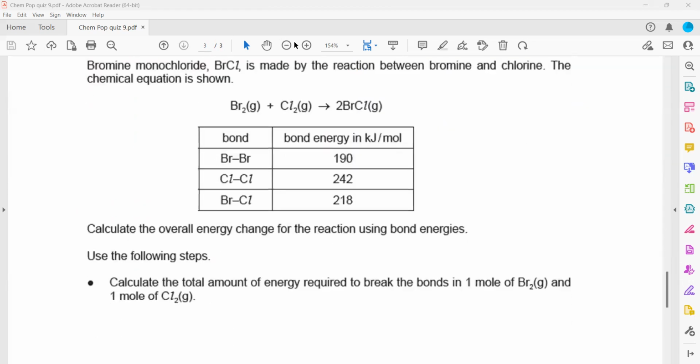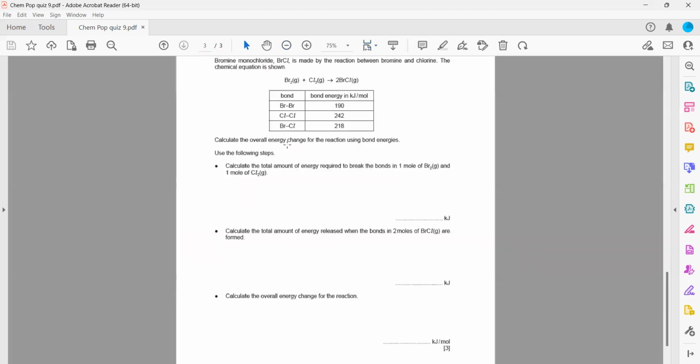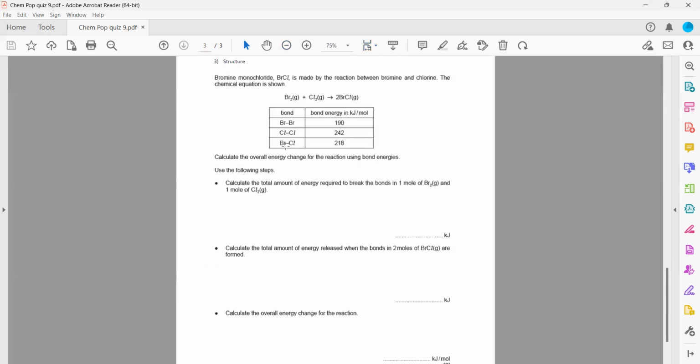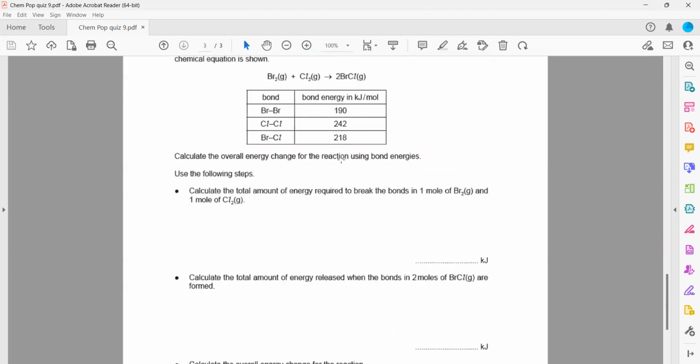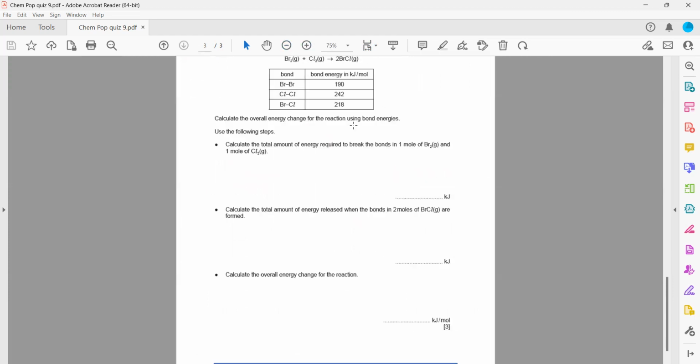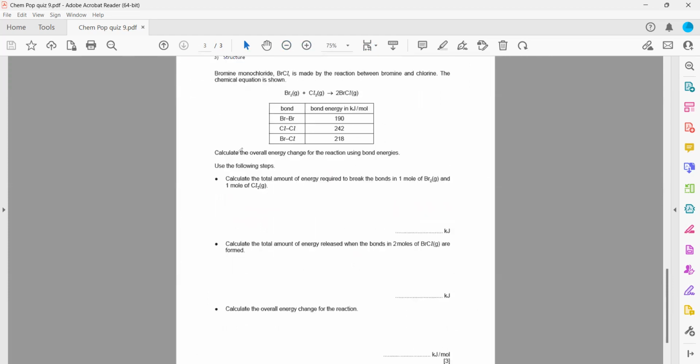Question 3 is a structure question. Bromine monochloride is made by the reaction between bromine and chlorine, and their bonds are shown. Calculate the total amount of energy required to break the bonds in one molecule of Br2 and Cl2. So the reactant side is the bond breaking side and the product side is bond forming. So what are the bonds we are breaking? We are breaking bromine-bromine and chlorine-chlorine. And what are the bonds formed? Bromine and chlorine. And because there are these 2 here, it means 2 molecules.